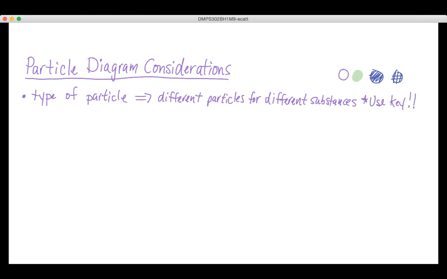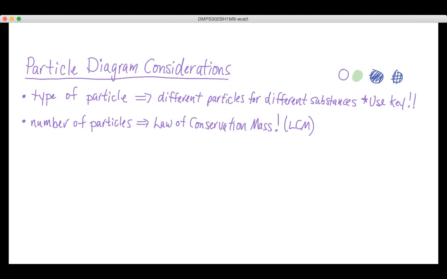Aside from the type of particle, we want to keep track of the number of particles that we have. This is related to the law of conservation of mass, which is super important. I abbreviate this LCM, so if you see that on anything that you get back from me, that's what that means. You have to keep track of these number of particles.